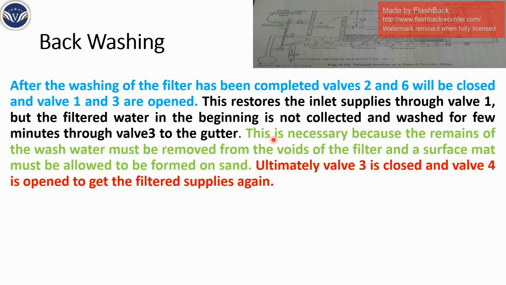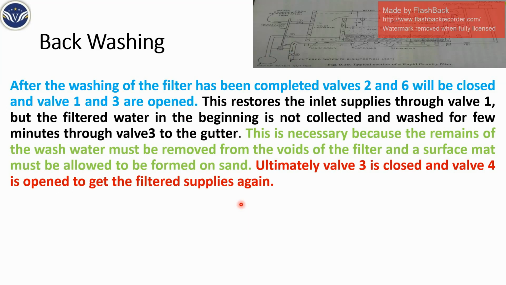The remaining water must be removed until a surface mat is allowed to be formed. The surface mat should be allowed to form here. When it is formed, only then does the filtration take place properly. Ultimately, we close valve number 3 and open valve number 4. This is all about backwashing itself.